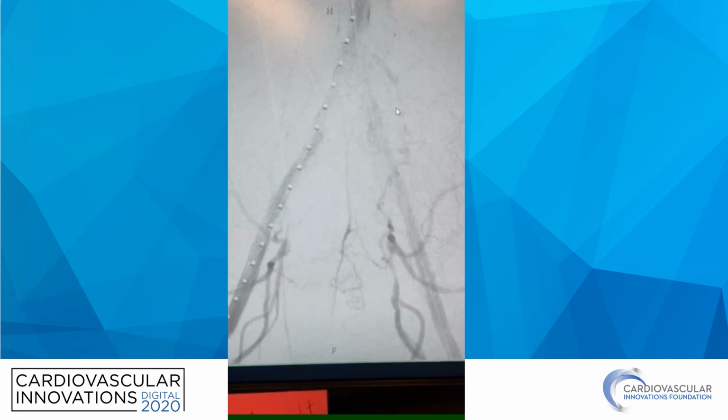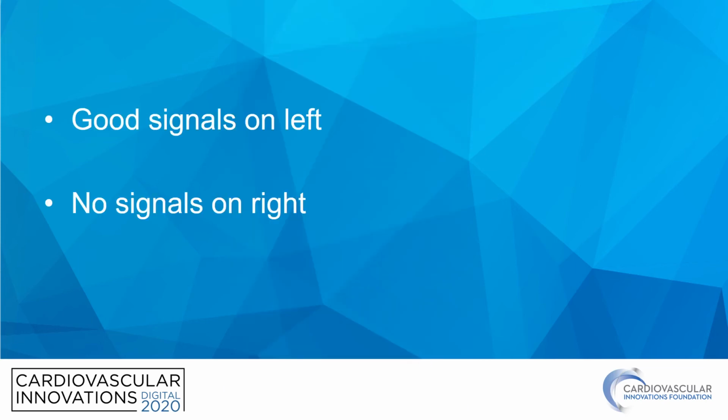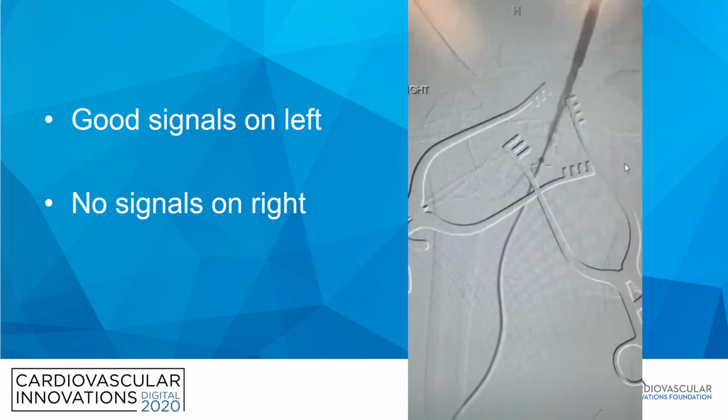The iliacs look good, and actually the flow down the left side was much more brisk than the right, which was concerning. At that point, pulses were checked. There were good signals on the left. However, there were no signals on the right. So a shot was performed of the right groin. And you can see here that there's a profunda branch filling, but no filling of the main profunda branch or the SFA.